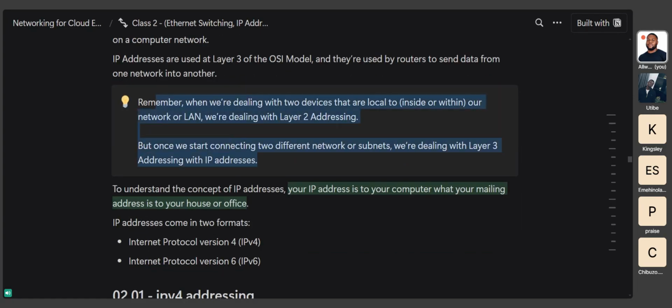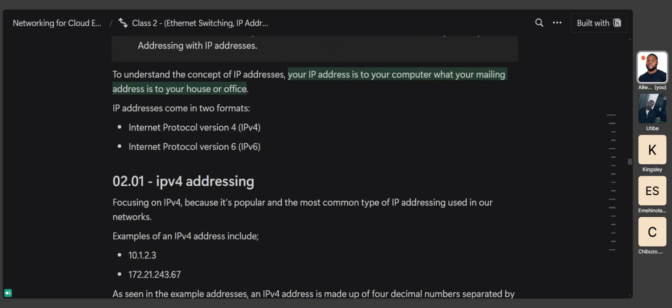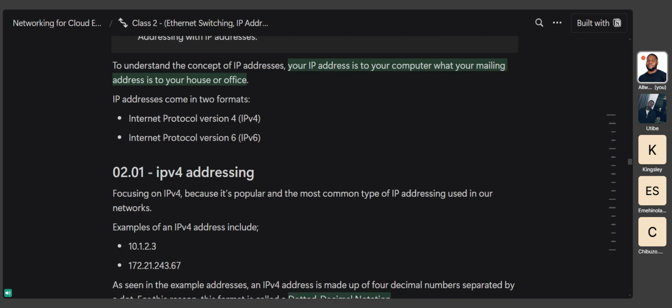We kind of just touched on it here. To understand the concept of IP addresses, your IP address is to your computer what your mailing address is to your house or your office. And I think you understand this. Now, IP addresses come in two formats: IPv4 and IPv6.